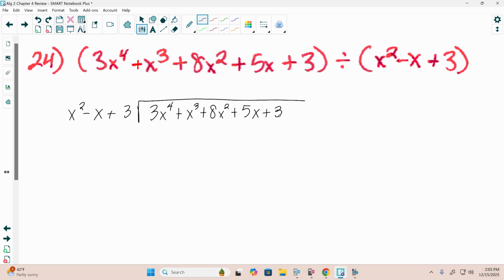Now we can do these with synthetic division, but again, because we're dividing by a trinomial, we're dividing by a quadratic, the setup for synthetic division is different for these here because we would actually have two numbers in the cubby and two lines across.